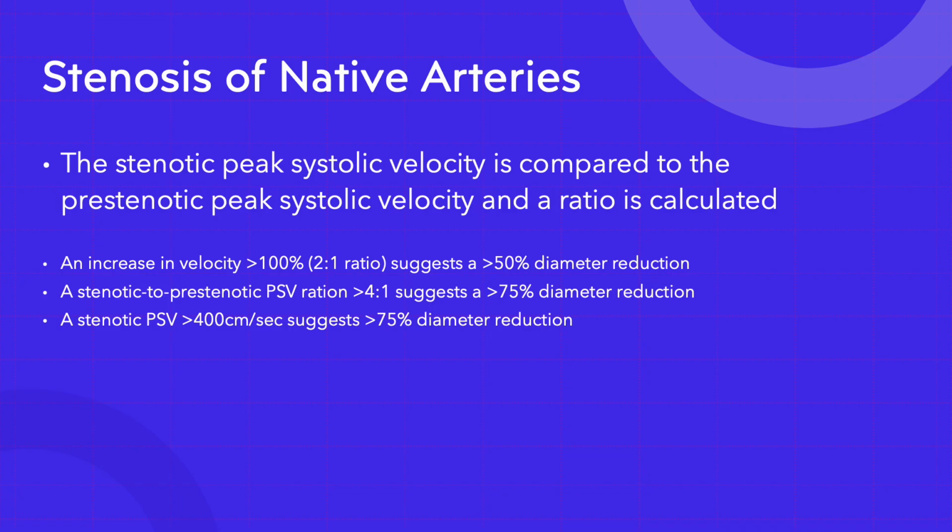Again, I'm going to say that again. The last bullet: if you have a peak systolic velocity in a native artery greater than 400 centimeters per second, that is going to suggest a greater than 75% diameter reduction in the artery, which means a big problem.